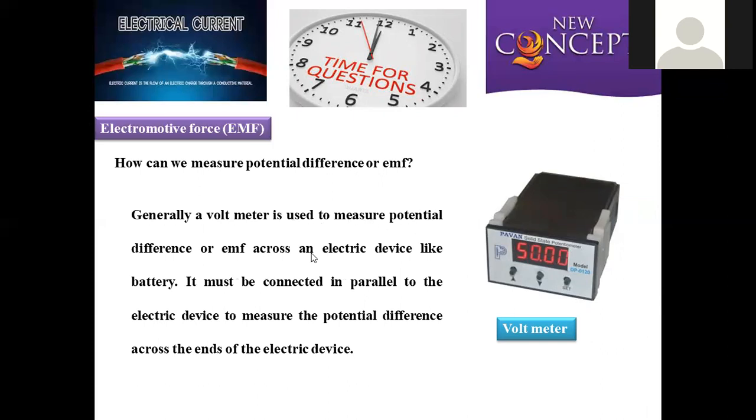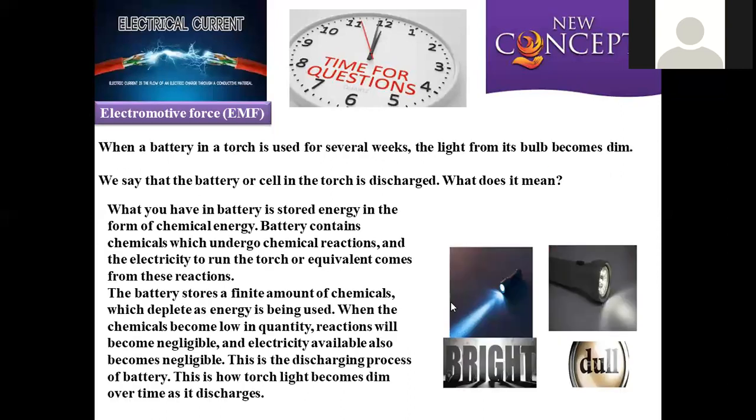Generally, a voltmeter is used to measure the potential difference or EMF across an electrical device, that is, a battery. It must be connected in parallel to the electrical device in order to measure the potential difference across its ends. Here, parallel orientation is the most important thing in order to measure the accurate potential difference from the positive to the negative end of the battery. So here, the voltmeter is the device to measure this.